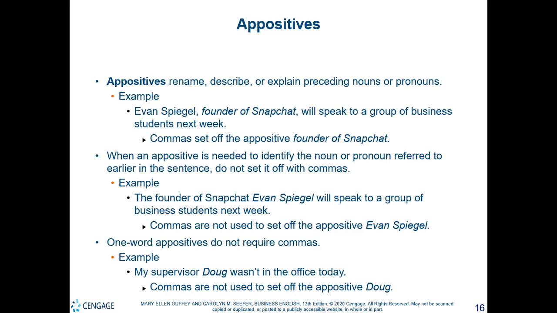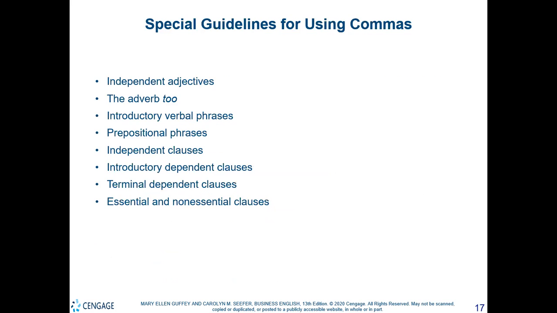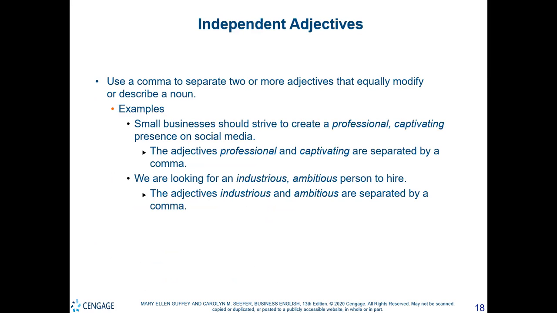One-word appositives do not require commas. Example: My supervisor Doug wasn't in the office today. Commas are not used to set off the appositive Doug. Special guidelines for using commas: independent adjectives, the adverb too, introductory verbal phrases, prepositional phrases, independent clauses, introductory dependent clauses, terminal dependent clauses, essential and non-essential clauses. Independent adjectives. Use a comma to separate two or more adjectives that equally modify or describe a noun.